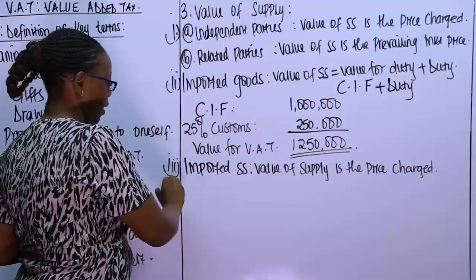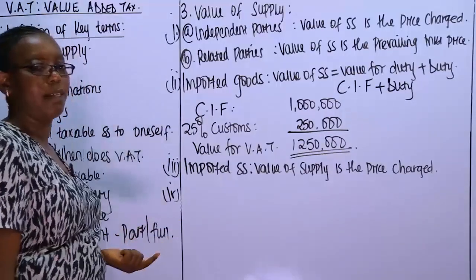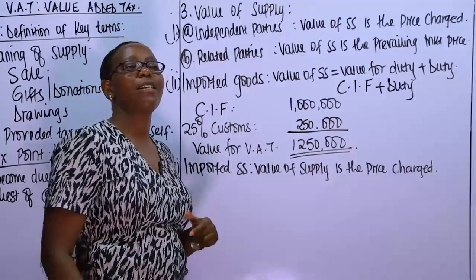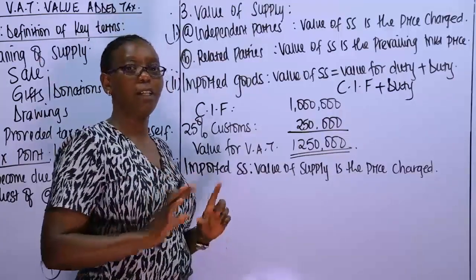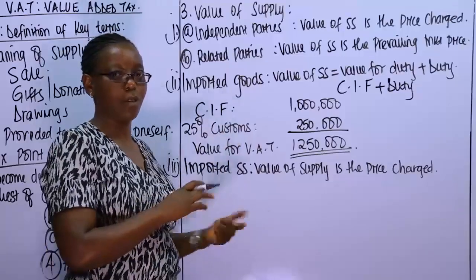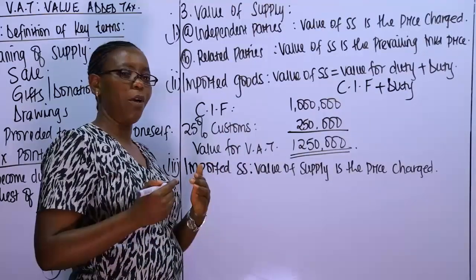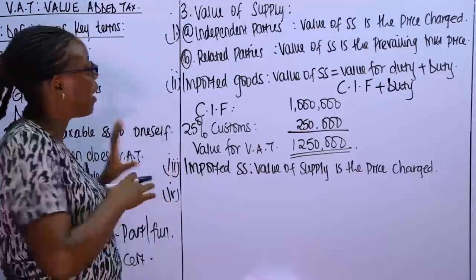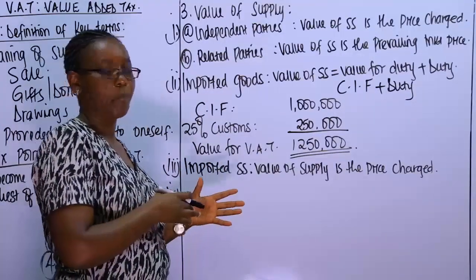Now, the other one is when you're making metered supplies, like electricity. That means the supply that you're making or what you're selling is on a continuous basis. So at every point when we read the meter, that will become the value of supply.